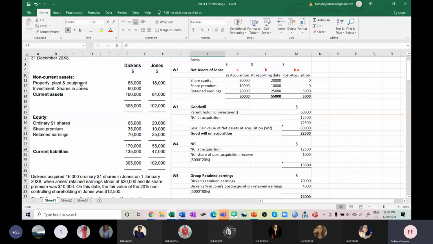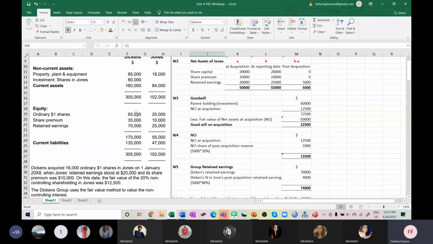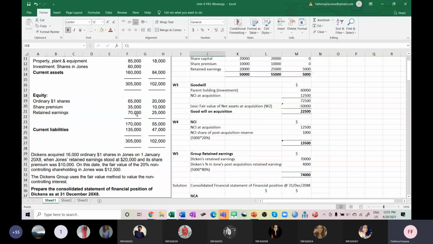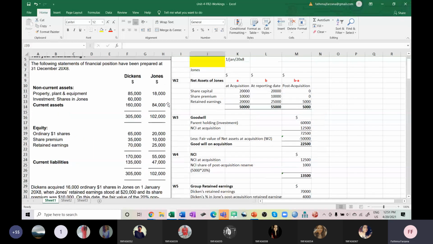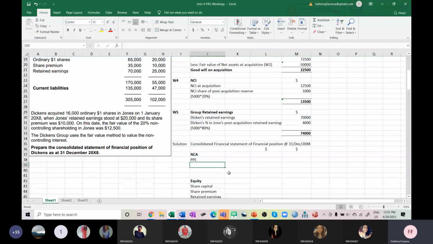So first non-current assets, I have PPE. You have to write property, plant and equipment, how it is given, you have to write as such. So I'll write here PPE, and how much it is, I'll just add both the values. How much are both the values? 85,000 plus 18,000. Dickens 85 and Jones 18,000. So I will 1,03,000.